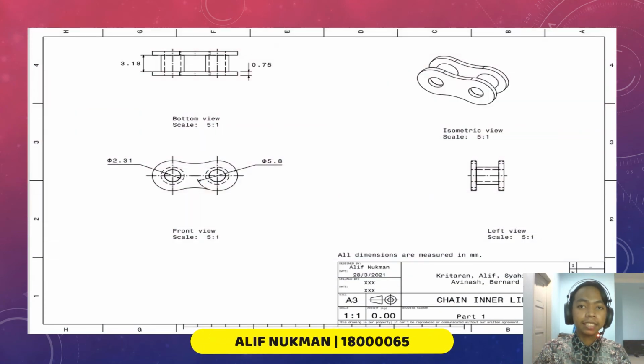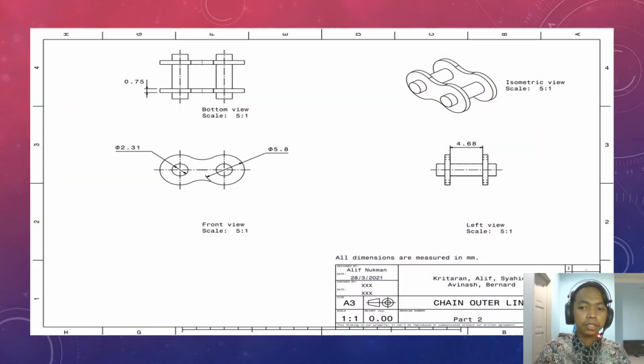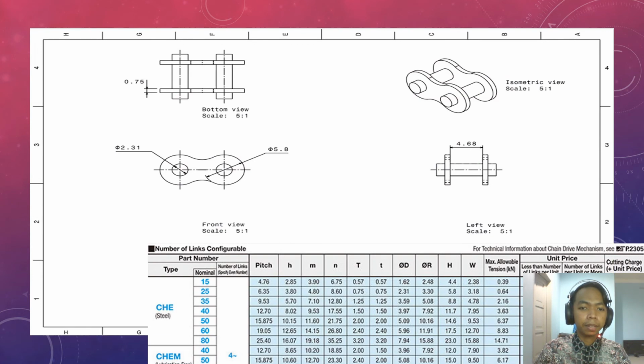Our design consists of 7 parts. Part 1 is the chain inner link. Based on our calculations, we have decided to choose CHE25 for its parameters. For our second part, which is the chain outer link, we also decided to choose the same part number, which is CHE25 for its parameters, since they will be linked together.